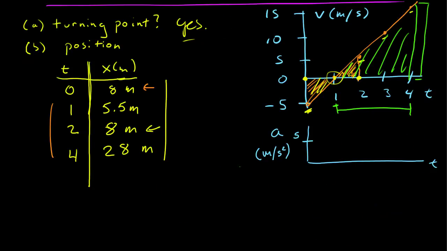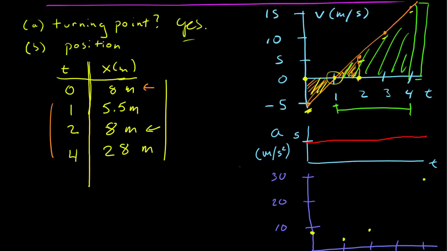So what does the acceleration look like as a function of time? Since the velocity versus time is a straight line, the slope of the velocity is the same throughout, which means the acceleration is the same throughout. And if we calculate that slope, it changes by 5 meters per second every second, so the acceleration is a constant 5 meters per second squared.